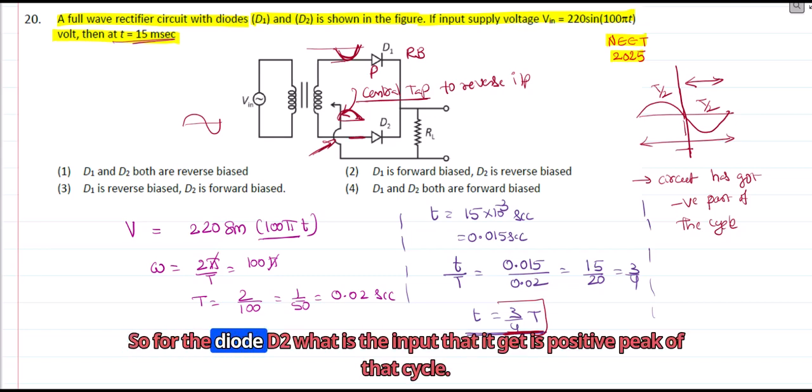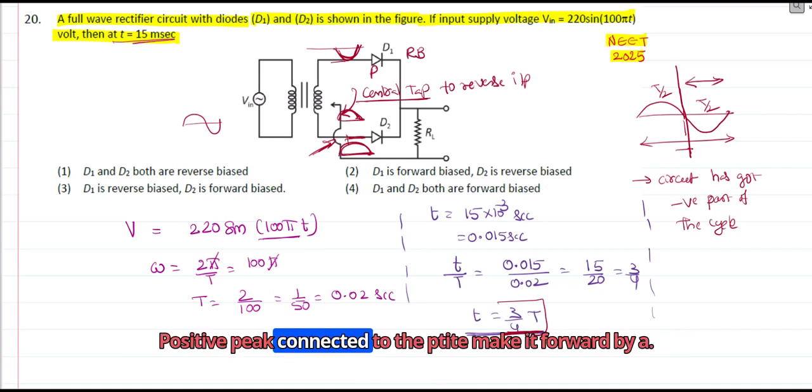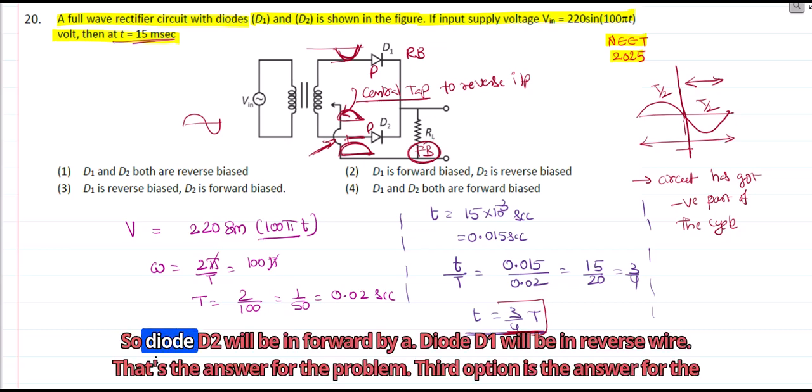So for the diode D2, the input that it gets is the positive peak of that cycle. Positive peak connected to the P type makes it forward bias. So diode D2 will be in forward bias, diode D1 will be in reverse bias. That's the answer for the problem. Third option is the answer for the problem.